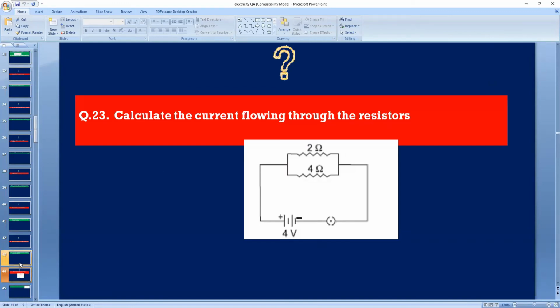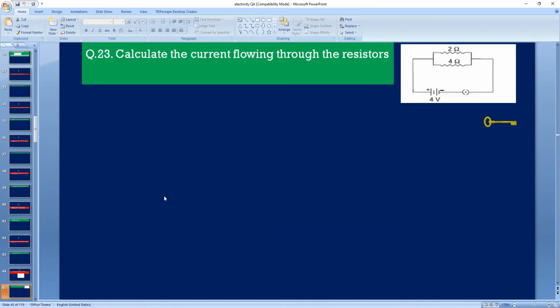Next question. Calculate the current flowing through the resistor. Current we have to find out. Now you can see both the resistances are in parallel connection to the 4 volt. What is the total resultant resistance over here? Answer for this question: 2 ohms and 4 ohms are in parallel. We have connected to 4 volts.